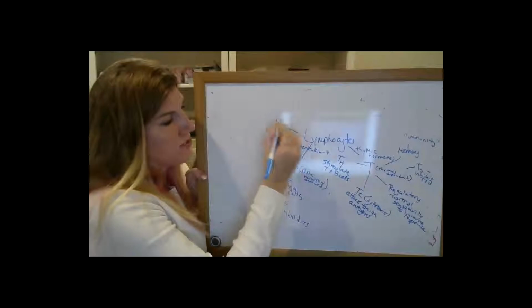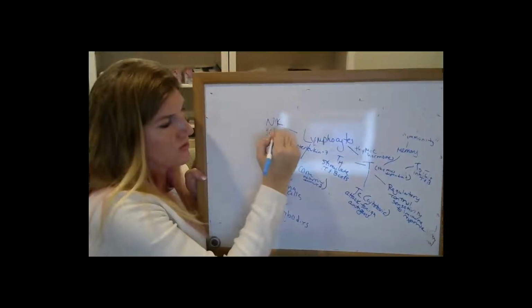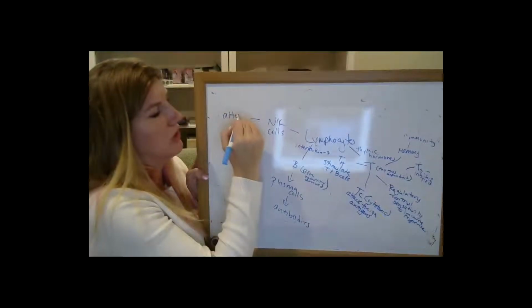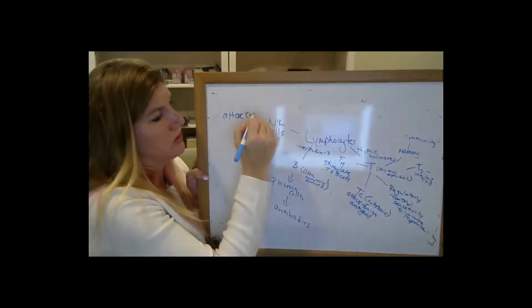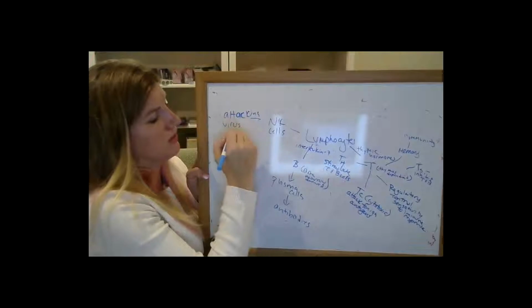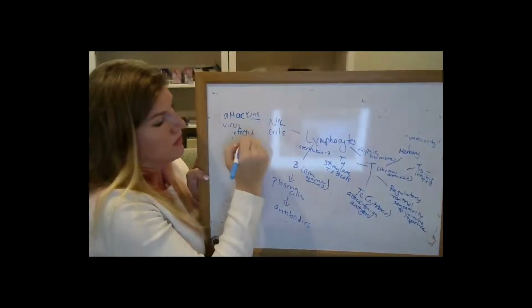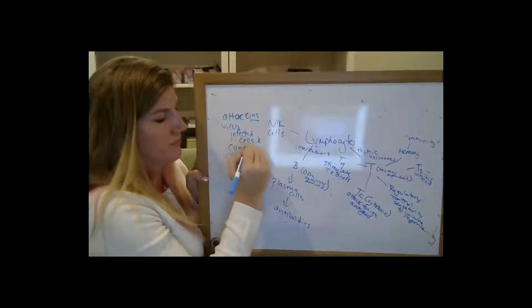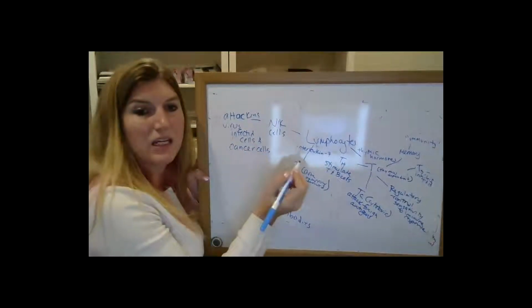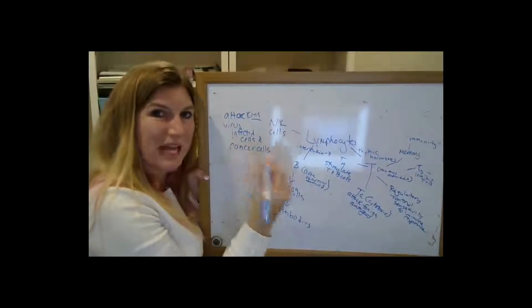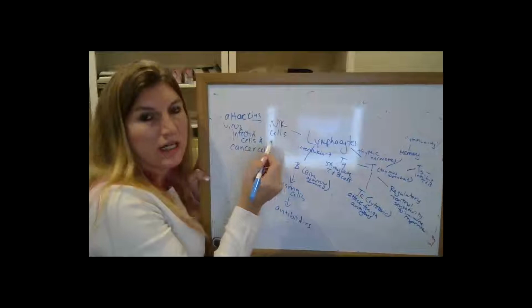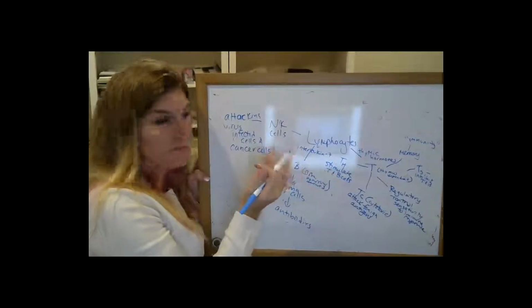And finally, we have natural killer cells, or NK cells. These guys are just basically attacking virus-infected cells and cancer cells. Any body cell that isn't behaving like it's supposed to is going to be detected by a natural killer cell, and the natural killer cell will destroy it.